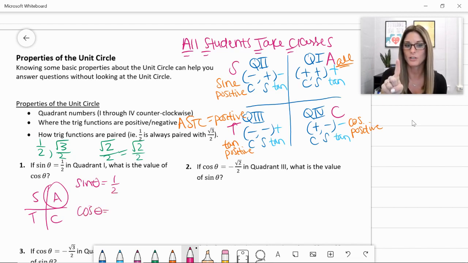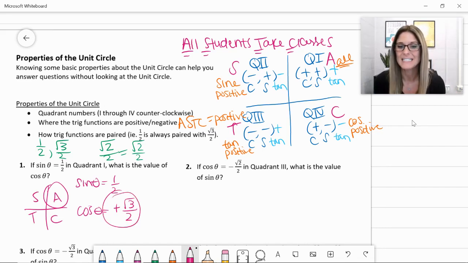Well, since we're in the first quadrant, I know cosine is going to be positive. And then we just talked about how they are always paired and always married. 1/2 is always paired with a square root of 3 over 2. So cosine theta is square root of 3 over 2. Number 2, cosine theta is negative square root of 2 over 2 in quadrant 3. What's the value of sine? I'm going to do the same thing, sketch my ASTC.